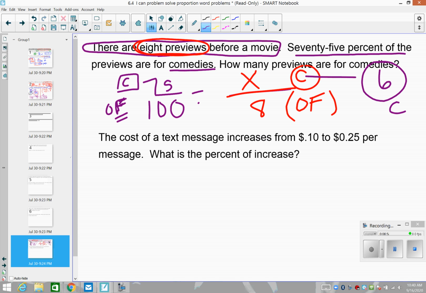Okay, next problem is a percent of change, which we just got done doing. So I'd like you to try this problem on percent of change. See how you do. Pause the video, give it a shot, and then come back and check to see how you did.